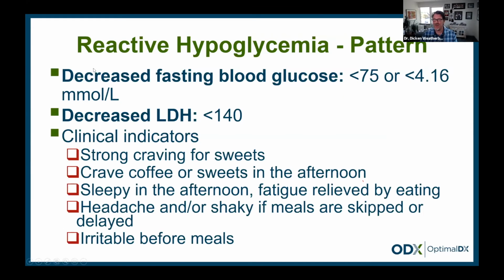So in a reactive hypoglycemic pattern, you're going to see decreased fasting glucose below 75. Believe it or not, we do see it. It's not always elevated. And we're also going to see a decreased LDH below 140. And it's also one of those situations where you want to look at these clinical indicators. As we mentioned, LDH is an important enzyme for pyruvate metabolism.